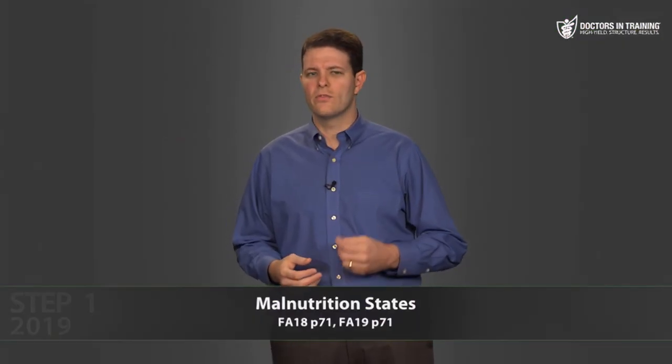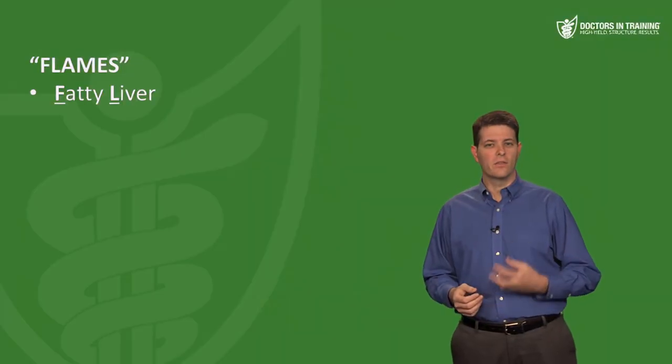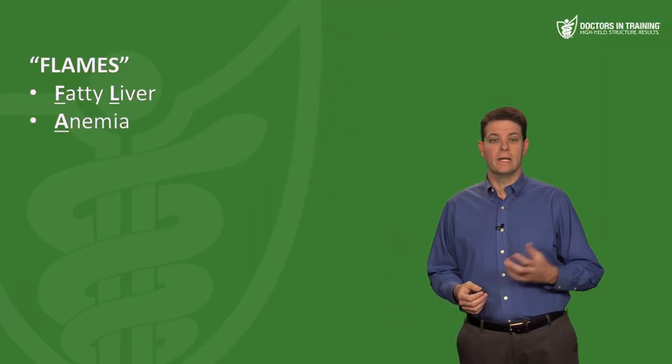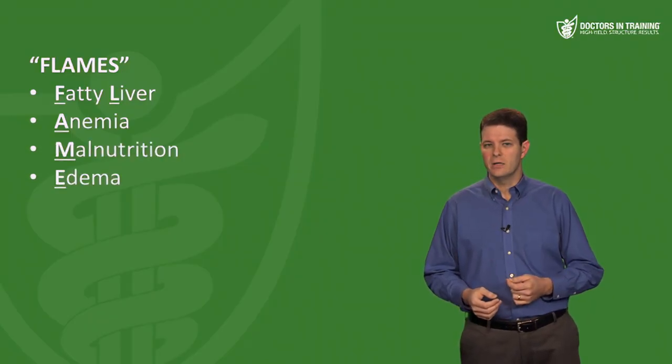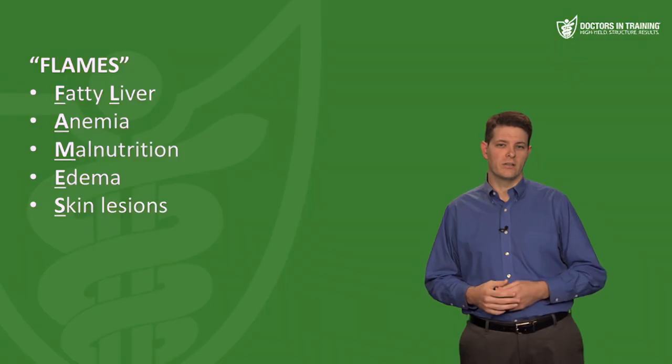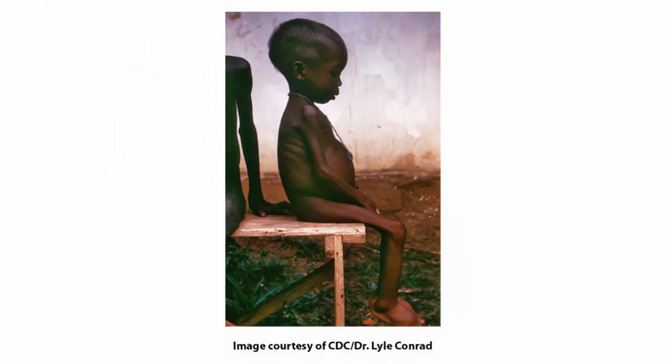So one mnemonic for the main features of kwashiorkor is the word FLAMES. The FL is for fatty liver, the A is for anemia, the M is for malnutrition, the E is for edema, and then the S is for skin lesions. Now this is a picture from the CDC. And you see this classic image of a malnourished, skinny child with muscle wasting, and they have a large, protuberant belly from the edema and ascites and hepatomegaly. This child also has thinning hair and some depigmentation of the hair and edema in his feet.